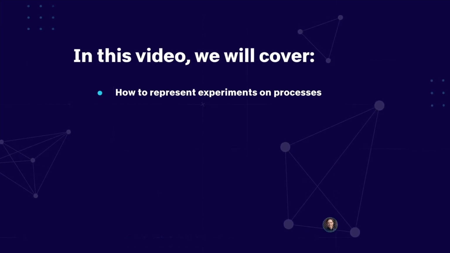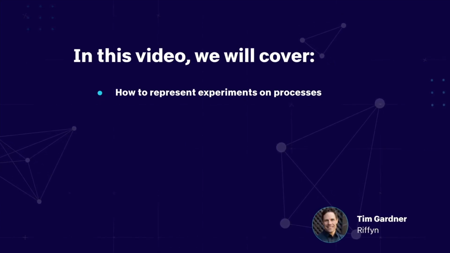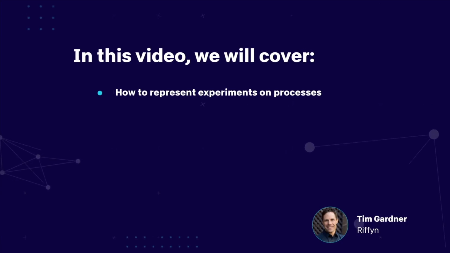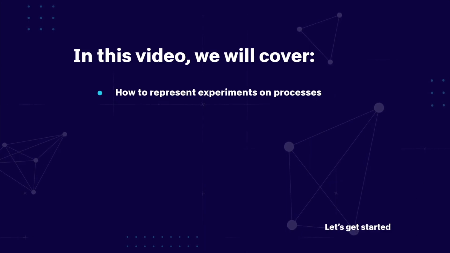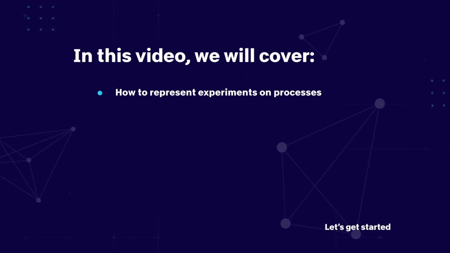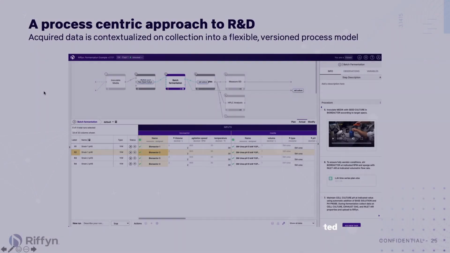This is the second video in a series introducing you to Riffyn Nexus. In the first video, we illustrated the process designer and showed how you can use it to develop scientific processes. In this video, we'll show you how to represent experiments on those processes. We'll illustrate using the fermentation process you see here in this diagram.